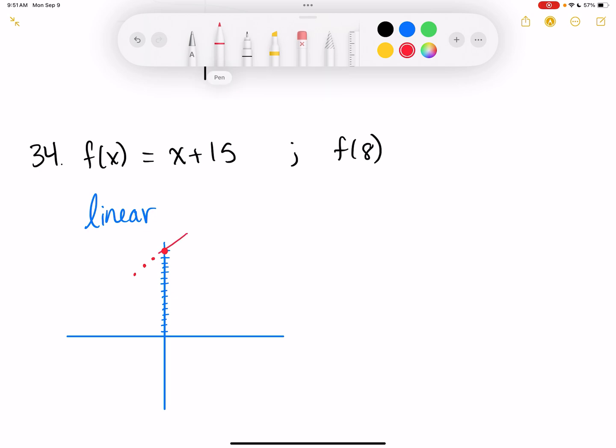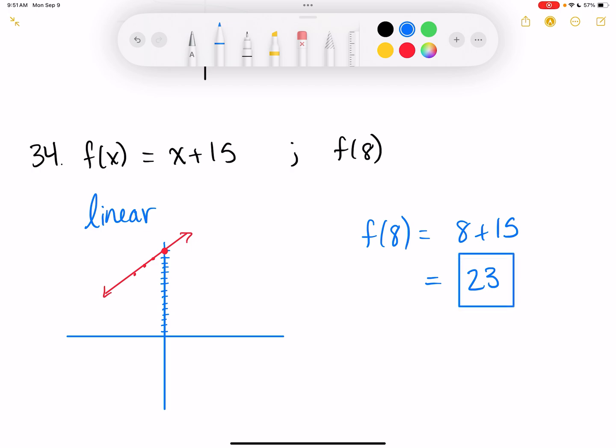Okay, so 15 is where it intersects the y-intercept. And then how do you know what the slope is? Slope is 1. Lines go up one, right one, for the rise. And then the 15. f of 8, would that be 8 equals 1x? Or would it be f of x equals 8 plus 15? Whatever is in the parentheses is what gets plugged in for x. So, f of 8 is 8 plus 15, which is 23.